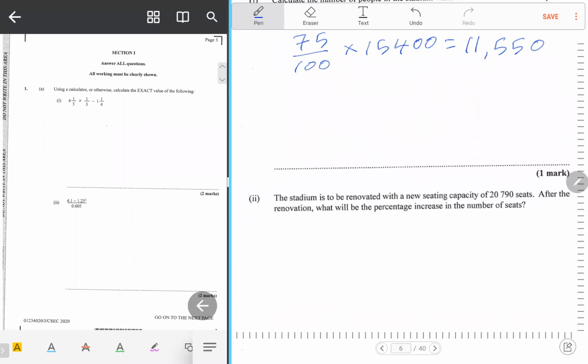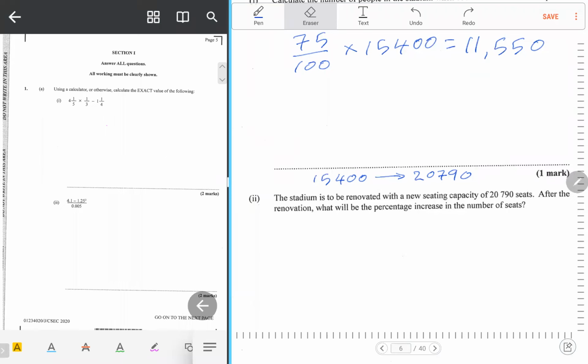Next one said the stadium is to be renovated with a new seating capacity. So remember, the original capacity is 15,400, and they're now increasing it to 20,790. All right, so they're increasing it to that. The question says after the renovation, what will be the percentage increase? So the percentage increase is basically the increase divided by the original number. It's important that we know it's a percentage of the original number that was there before. Percentage increase is an increase over the original.